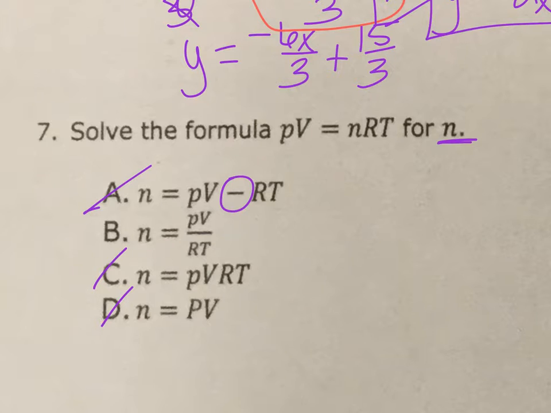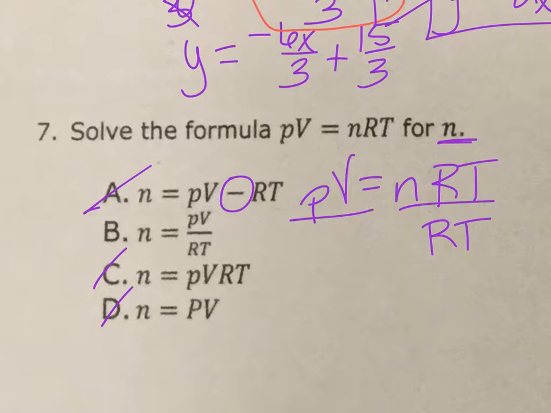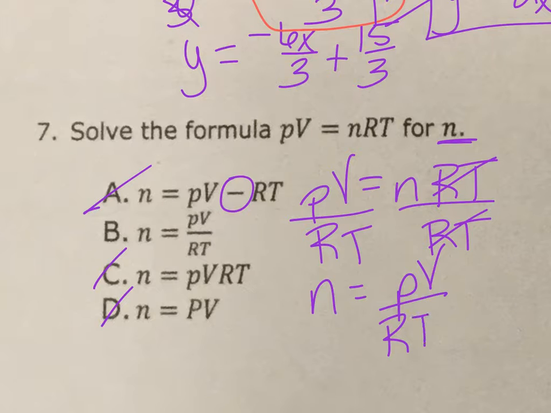Okay, so let's look and see why B is correct. So P capital V equals N R T. I'm trying to get N by itself. So RT is like a coefficient. I have to divide by R capital T. So then I have to divide this side by R capital T. That equals 1. So I'm left with N equals P capital V over capital R capital T. So that's why B is the right answer.